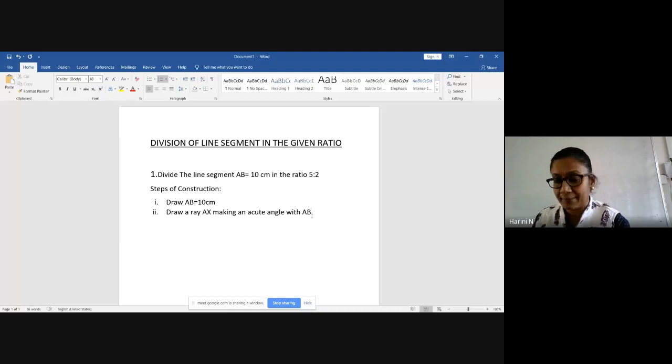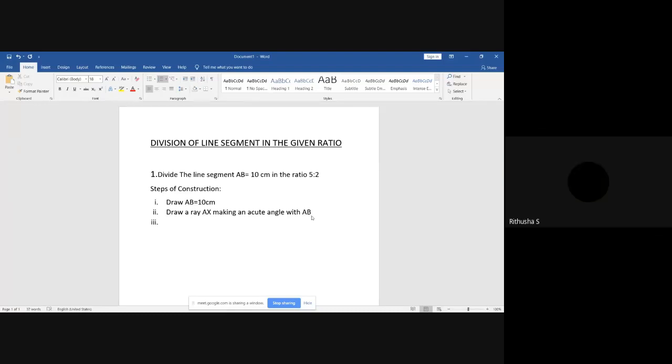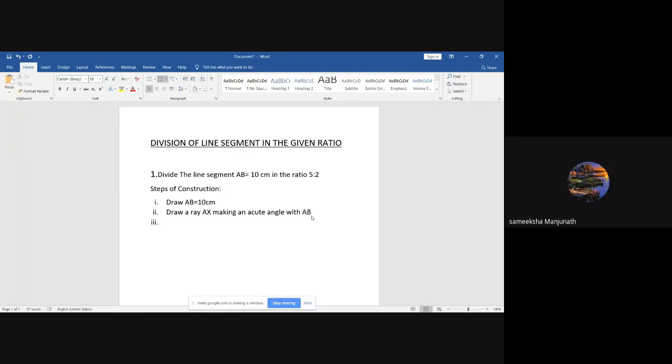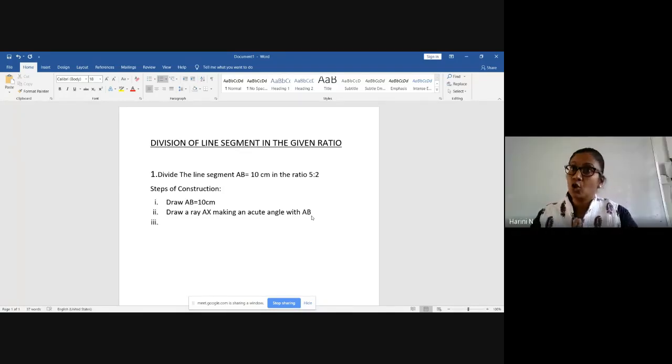Next, what was the next step? Take a small radius. We don't have to say all that, because every time you would have to say keep the compass at A1, keep the compass at A2. What I am using the compass for is to locate 7 points. Because you are dividing it in the ratio 5:2, we are locating 7 points, A1, A2, A3, A4, A5, A6, A7 on AX such that they are equidistant from each other.